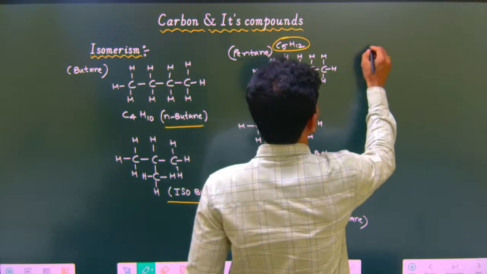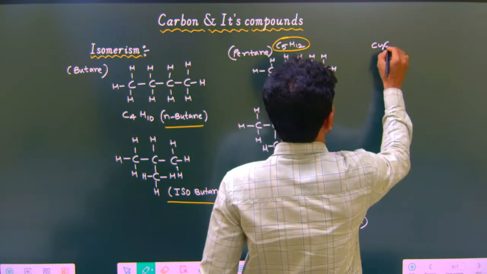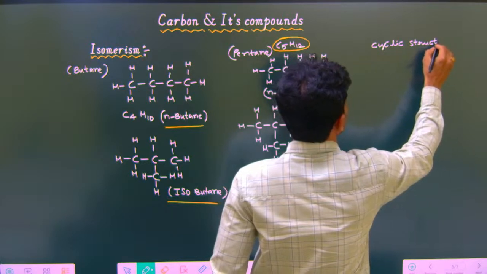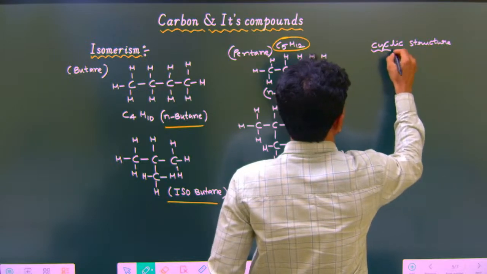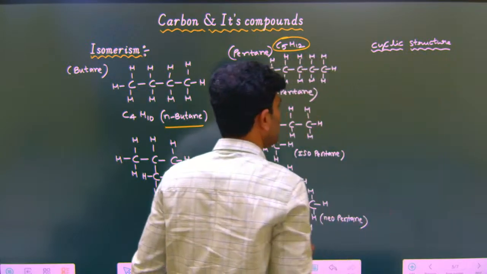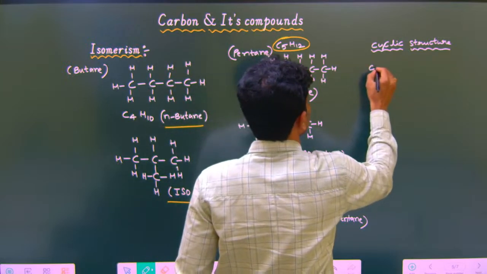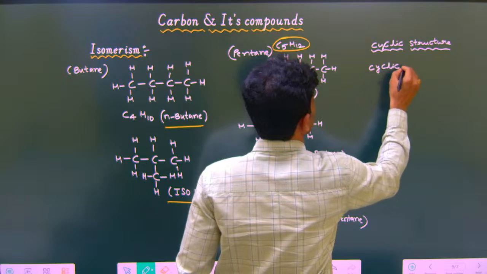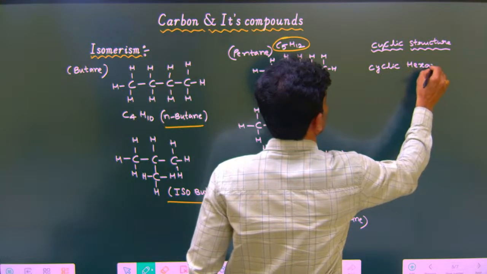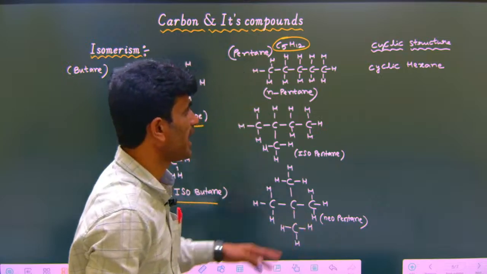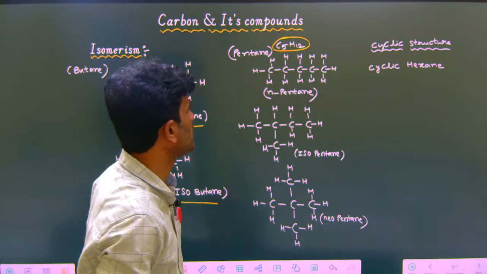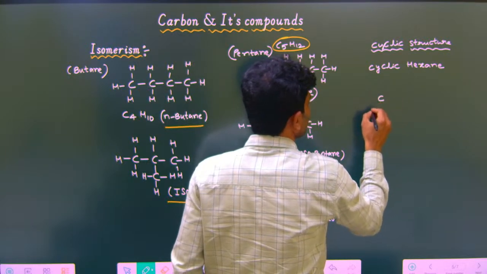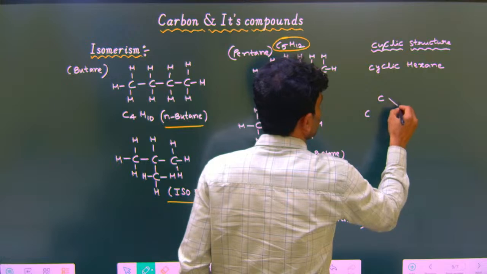Along with this, we also have some cyclic structures. Cyclic structures, these are also important. Here I have seen one important question, that is how to draw cyclic hexane. Cyclic hexane. Because it is hexane, it is a saturated hydrocarbon, and let us see how to draw this saturated hydrocarbon. We will be having 6 carbons in hexagonal format like this.